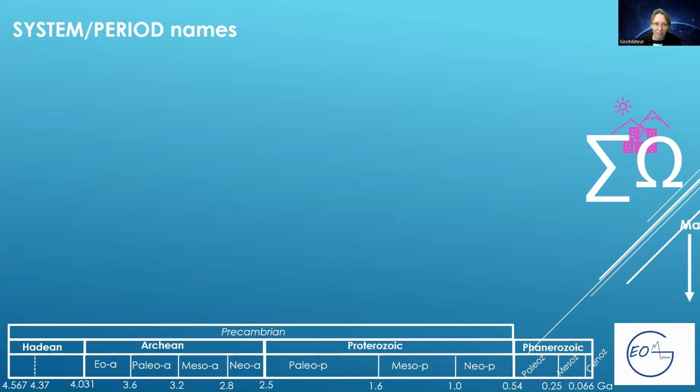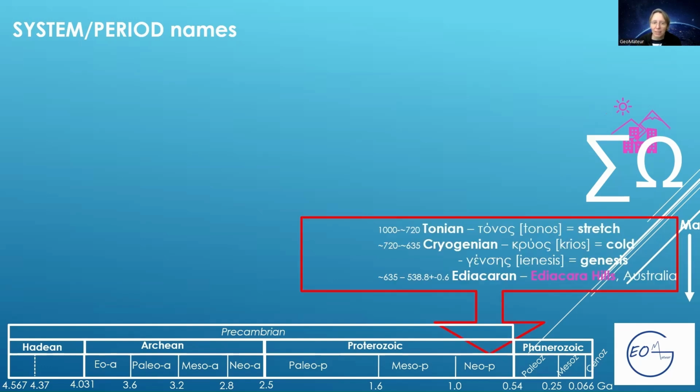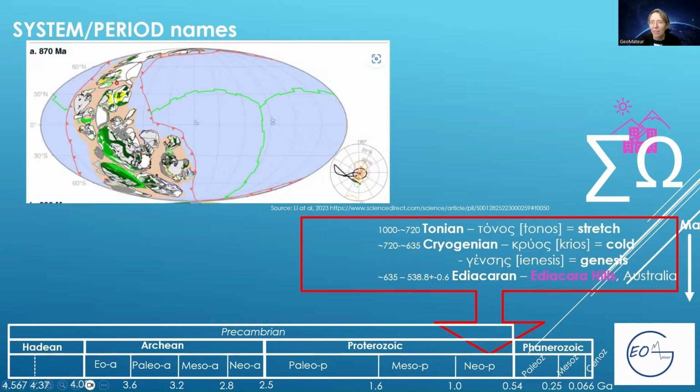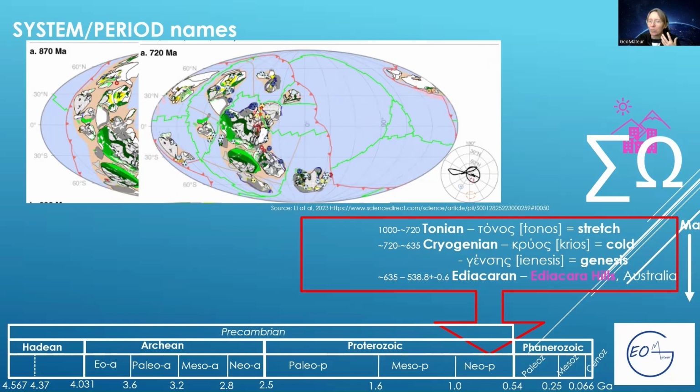Going further, we are in Neoproterozoic, and the name Tonian is derived from the Greek word meaning stretch. And the word stretch reflects the geological activity of rifting that led to the breakup of the supercontinent that existed at that time.